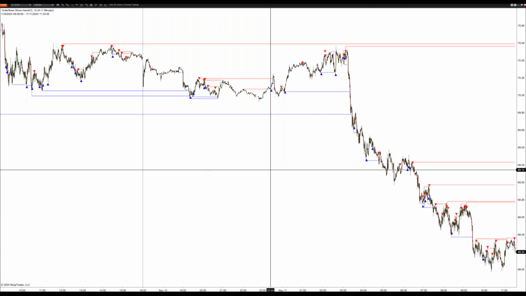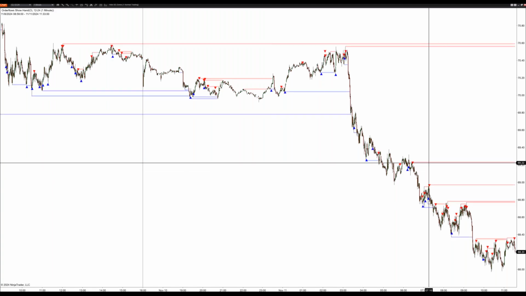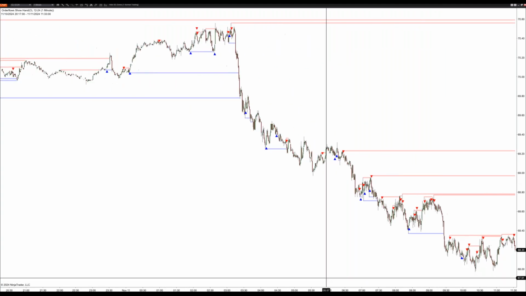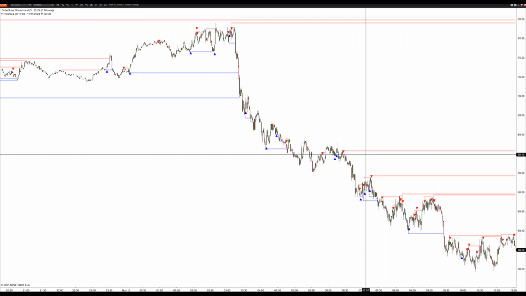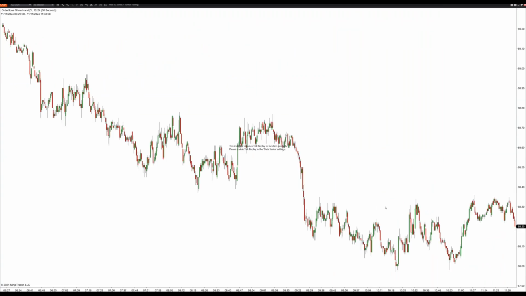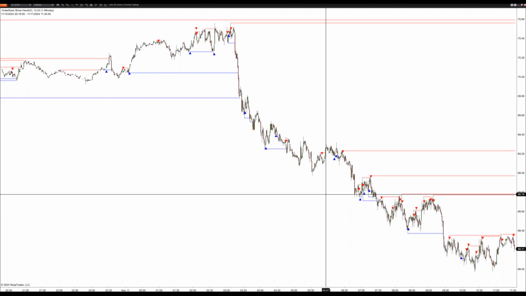And if you don't want to use these zones, you can just disable the zones. I just like to see it. For me, it's more visual. Okay. So yes, you do need the tick replay on. I apologize for that. It does need to be on.